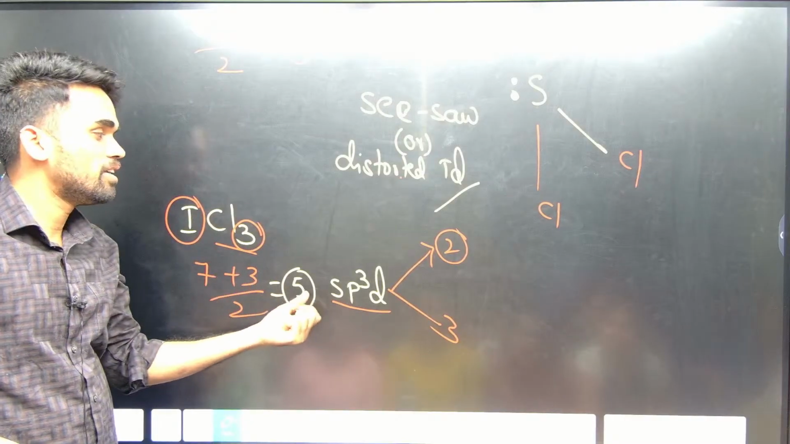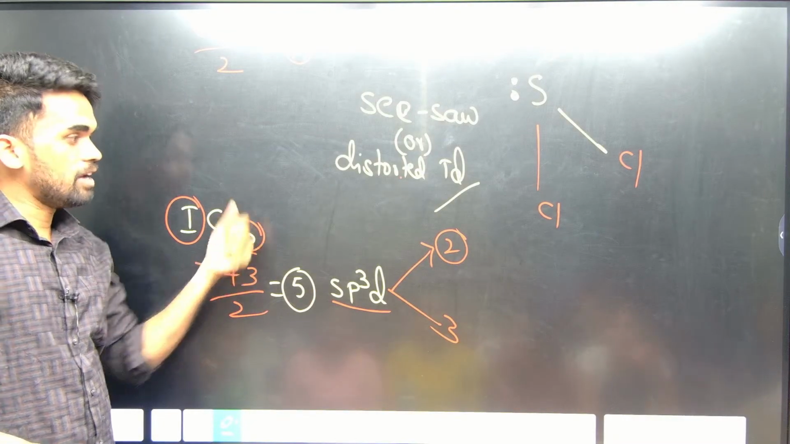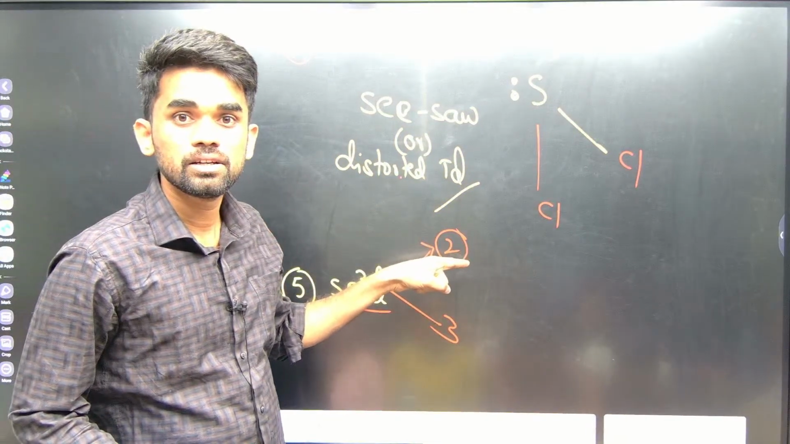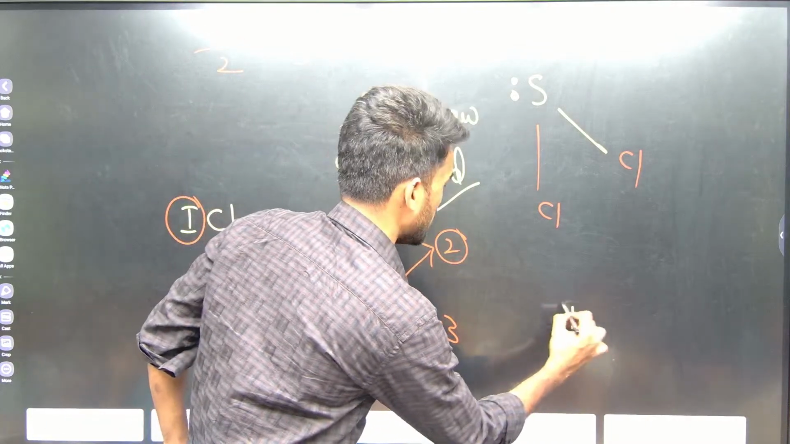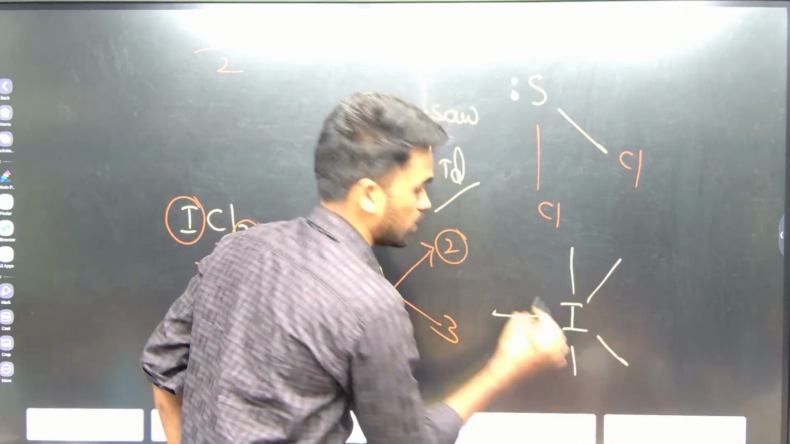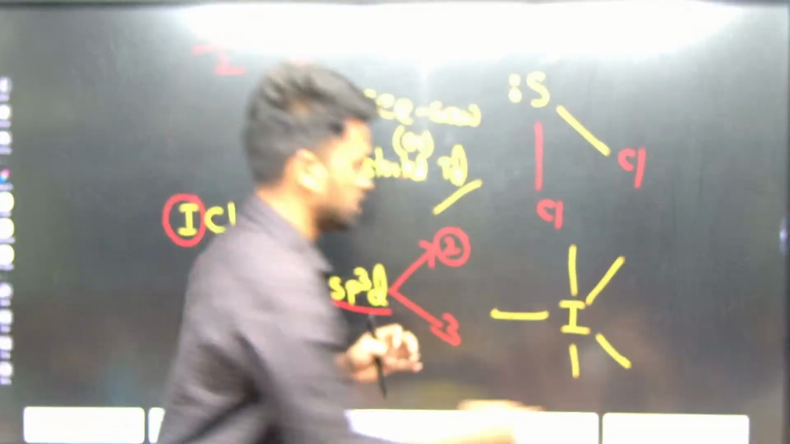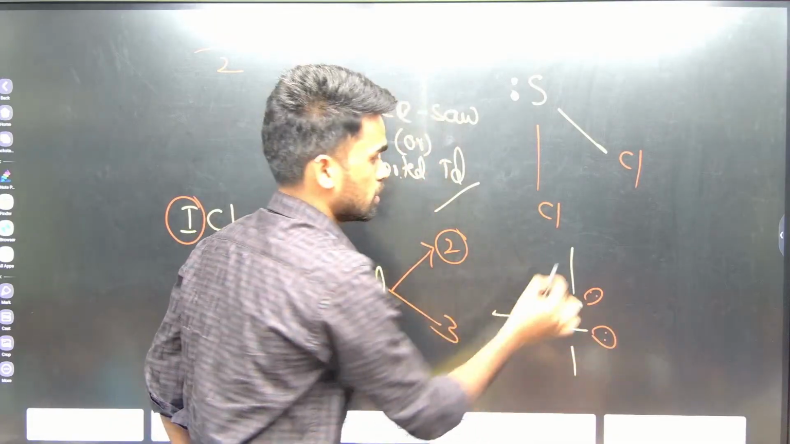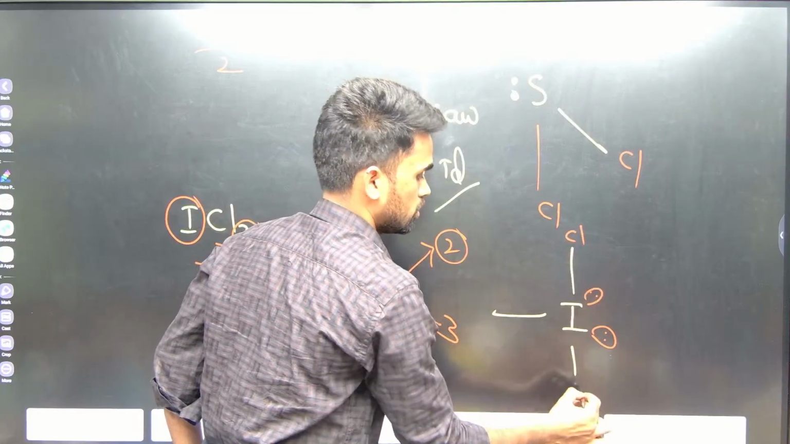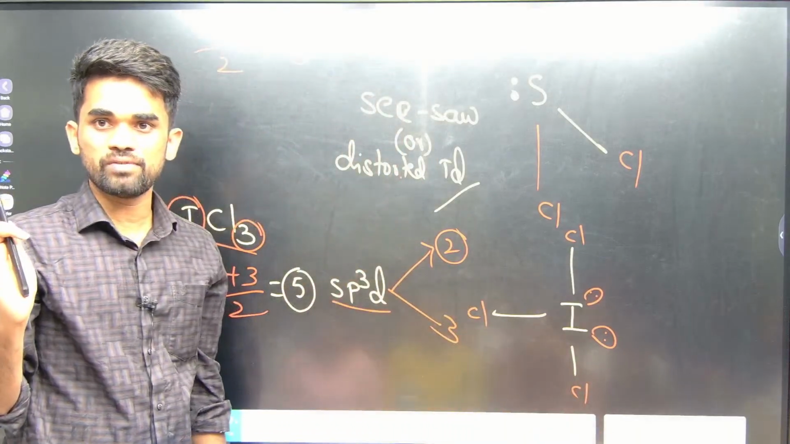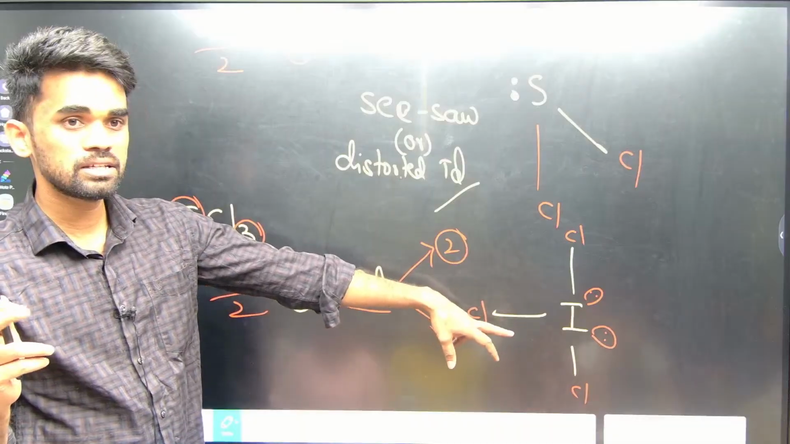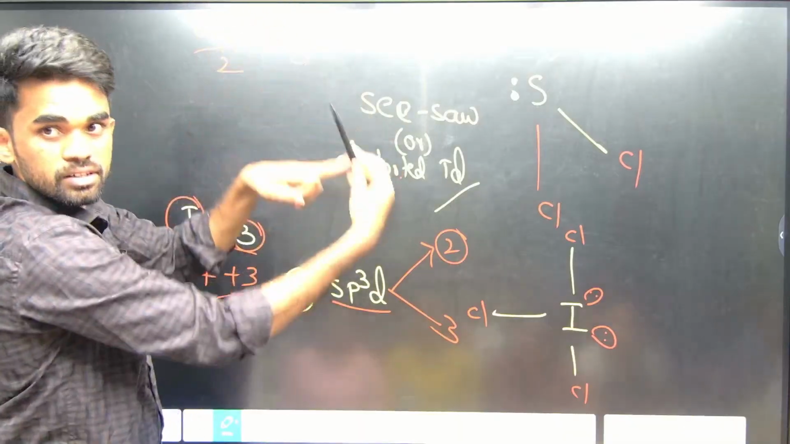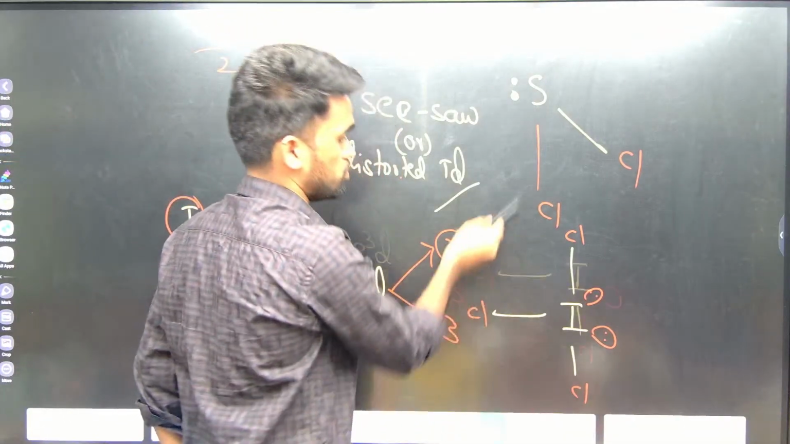Out of this 5, how many bond pairs are there? 3. Remaining 2 are lone pairs. Got it? Okay. So now lone pairs should be placed at equatorial positions. So place the I in between: 1, 2, 3, 4, 5, like this we have. So 2 places are positioned with lone pairs, 1 lone pair, 1 more lone pair. The remaining 3 positions are occupied with chlorines. Is this clear, everyone, what we are doing? So what is the structure called? Like this. So what is it? T only now. Yeah, you can write it as T shape.